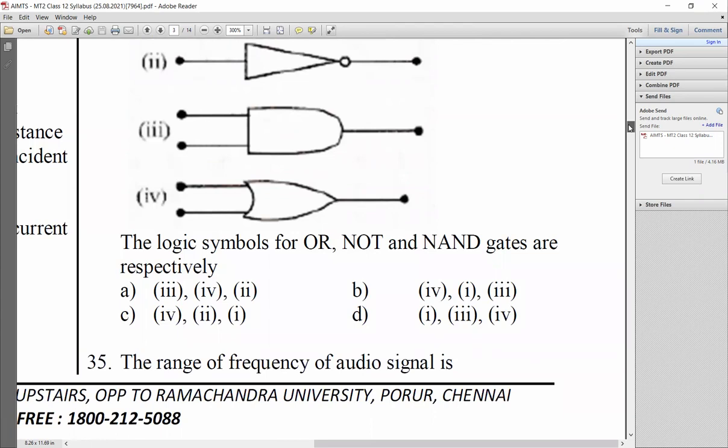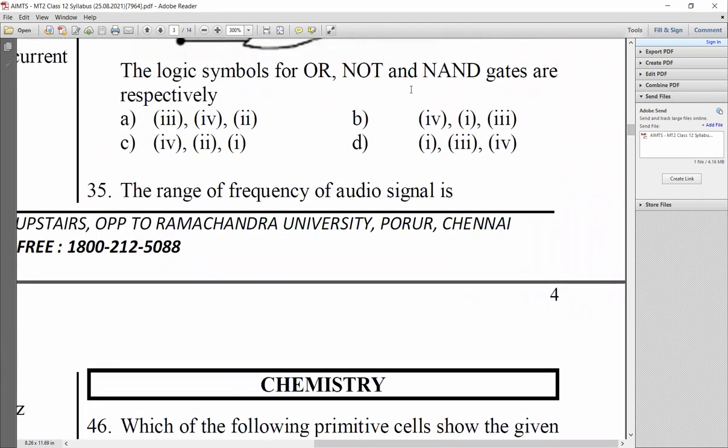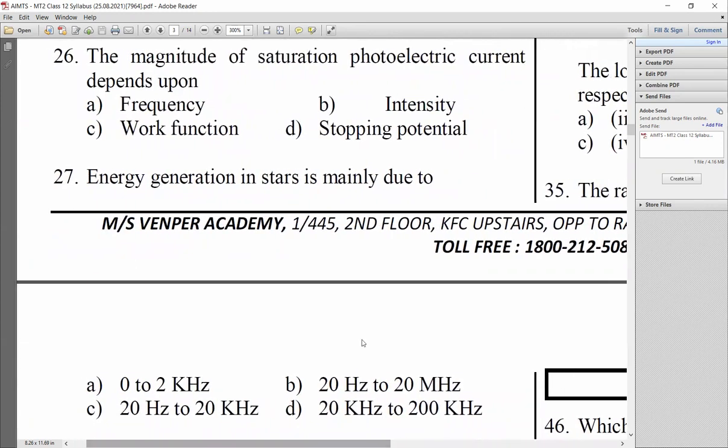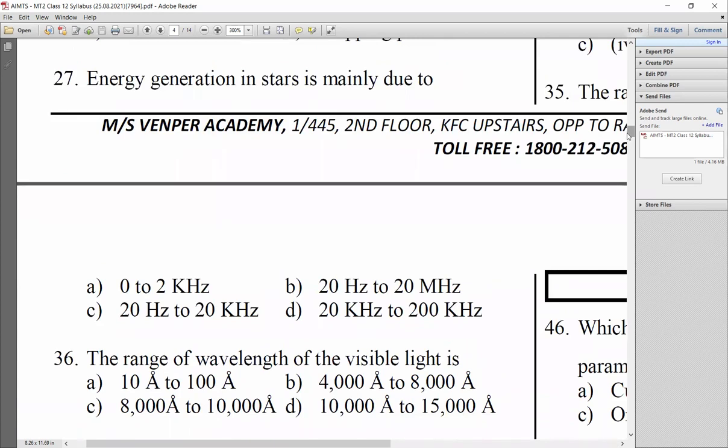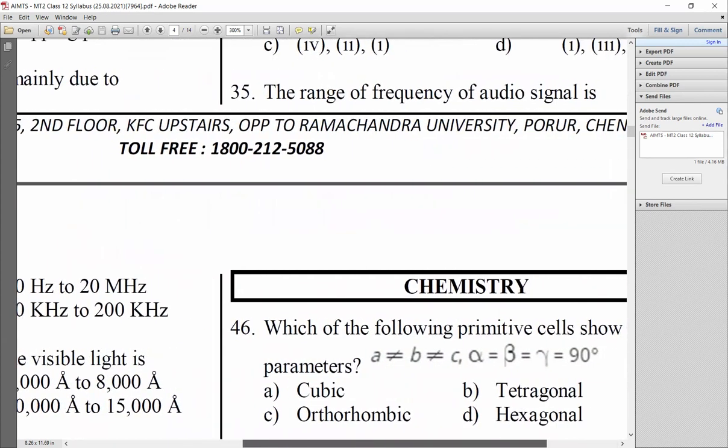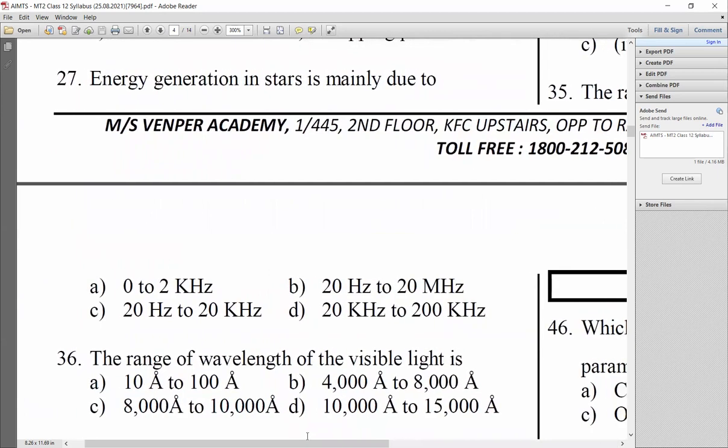35. Range of frequency of audio signals. Theory based questions. Zero to 2 kilohertz. Say audio waves which has high frequency or low frequency. Radio signals or audio signals? Audio signal, right? Yeah, it should be somewhere around 20 hertz to 20 kilohertz. This is what we listen, na? 20 hertz to 20 kilohertz.